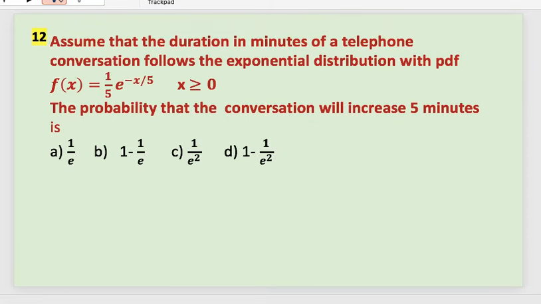I want you to do the 12th question also, because it is similar to the one I used for the formula. They are saying assume that the duration in minutes of a telephone conversation follows an exponential distribution with PDF 1 by 5 e to the power minus x by 5. So from here we can get the beta value as 5. The probability that the conversation will exceed 5 minutes means they are looking for x more than 5. I hope you remember the formula I just discussed, that there is no need of doing integration. You can do this only in the exponential, not in the gamma. In exponential you should know how to find this value. So I want you to try and figure out which is the right option.